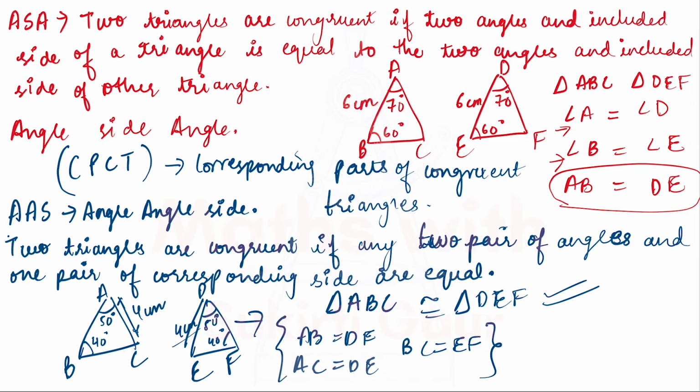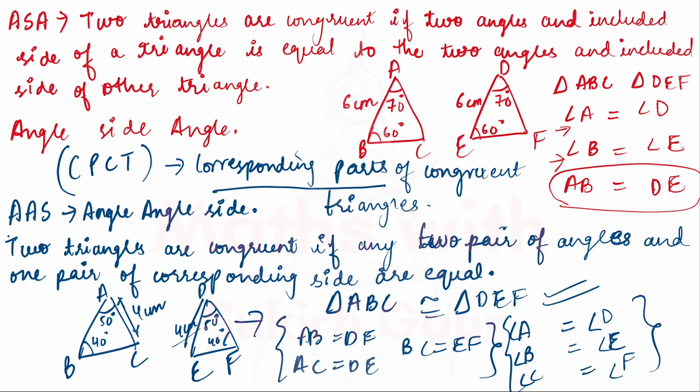Because when two triangles are congruent to each other, each and every part of them becomes equal to each other, right? Similarly, all the angles, angle A, B and C of triangle ABC will be equals to the angles DEF of another triangle. So if we prove triangles congruent to each other, it means that every part is equal to each other, and these parts are called corresponding parts of congruent triangles. So once you prove two triangles congruent to each other, you can use CPCT to prove the other parts equal to each other.